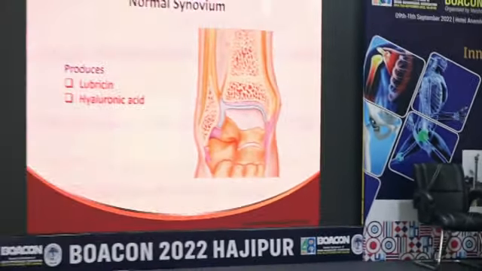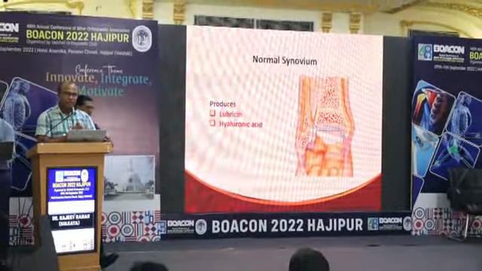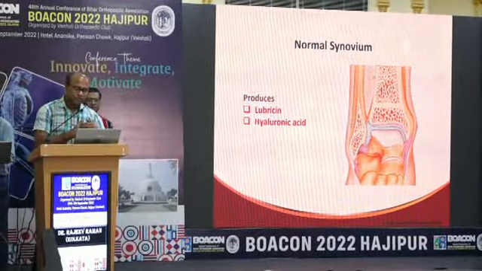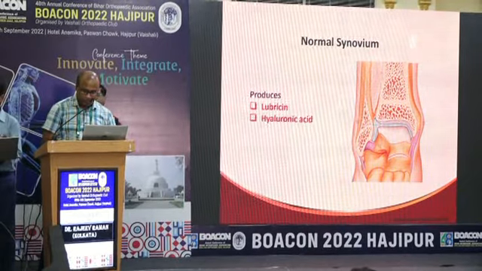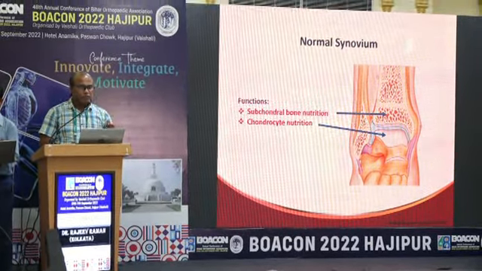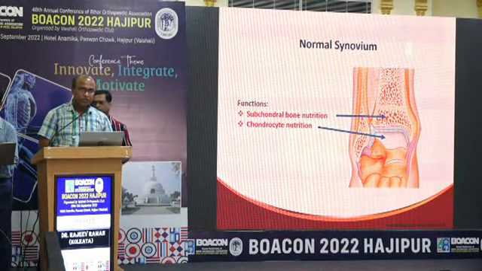First, we should understand what is normal synovium. Normal synovium maintains the volume and composition. It's like a lubricant with hyaluronic acid, which acts as a lubricant inside the joint. Like any mechanical joint, you need a synovial fluid so that you have a smooth movement of that joint. And that synovial fluid is also important for subchondral bone nutrition and chondrocyte nutrition.